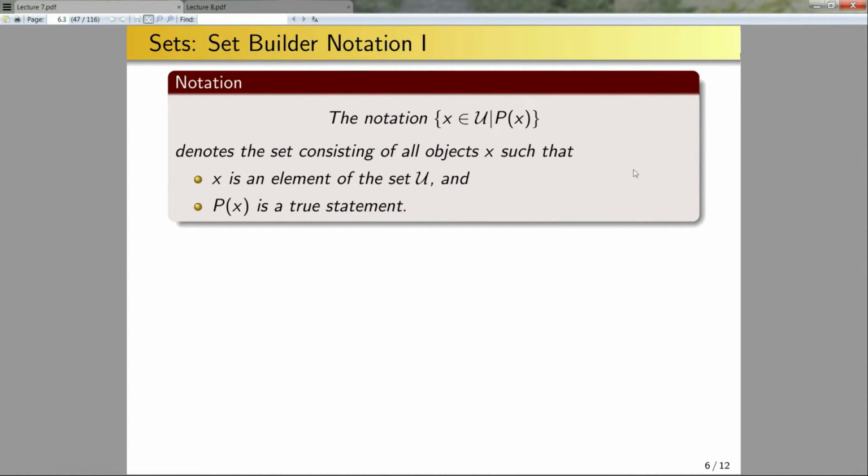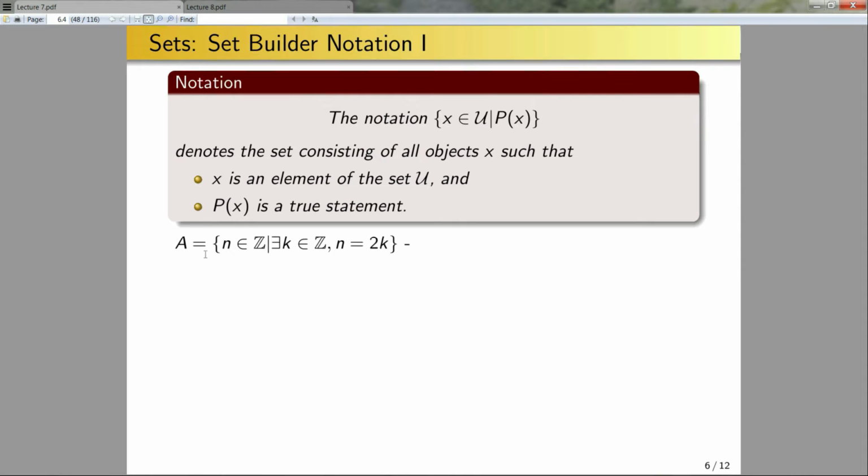So here you can read this out in words, saying that this is the collection of all elements x in U such that P of x is true. This notation allows me to build new sets given some previously defined set and some proposition. So let's go through an example.